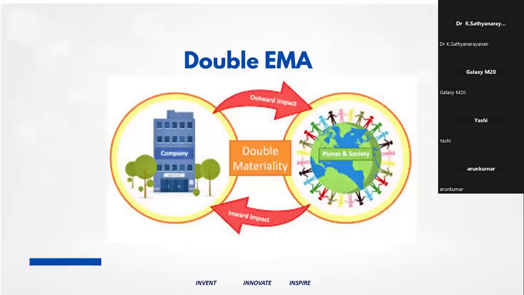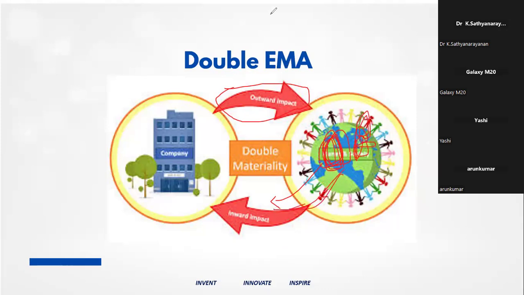What is double EMA? I'm not only going to talk about the outward impact, I'm also going to talk about the inward impact. For example, based on the waste generated by my organization or the waste generation near my plant, how it is going to create an impact towards my goal.